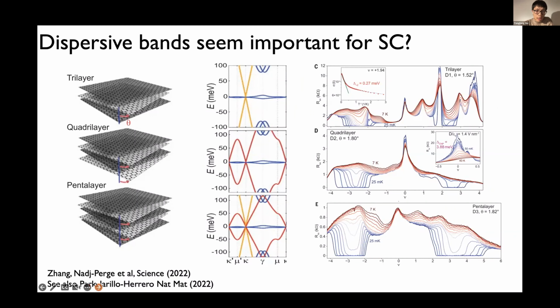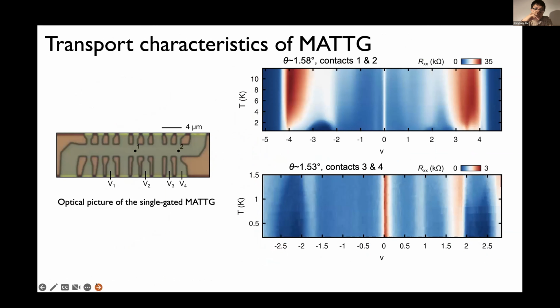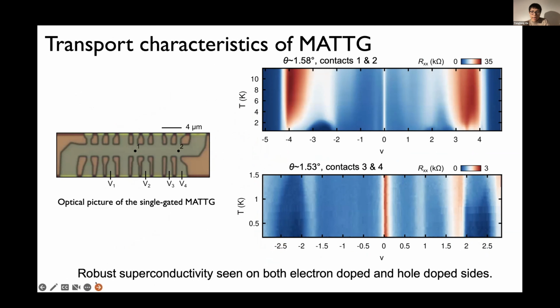The device we look at is just a standard magic angle trilayer graphene. The only difference is that it is single gated because we do scanning probe. We have characterized this device using transport, and we do see robust superconductivity on both the electron side and hole side. Though the Tc is not super high, it's around 1 Kelvin for the electron-doped side, and for the hole side maybe 2 to 3 Kelvin.